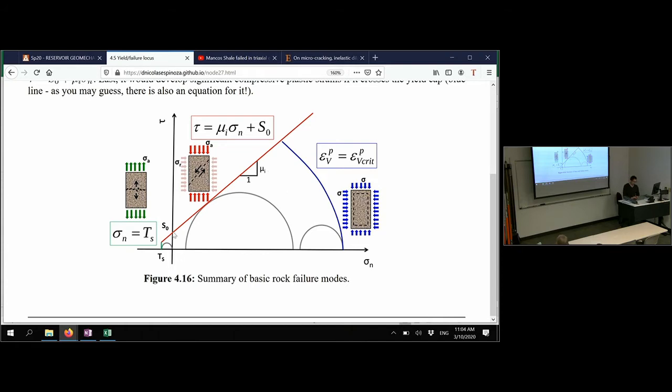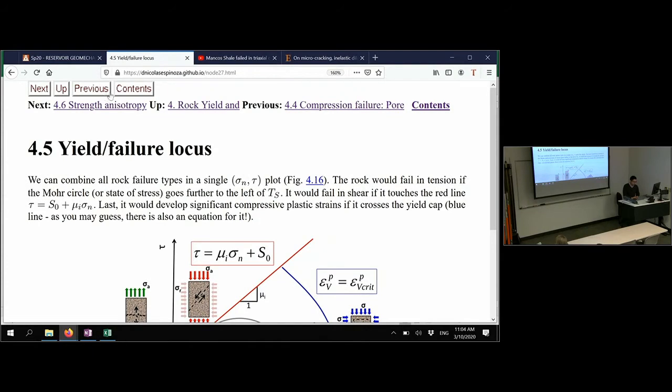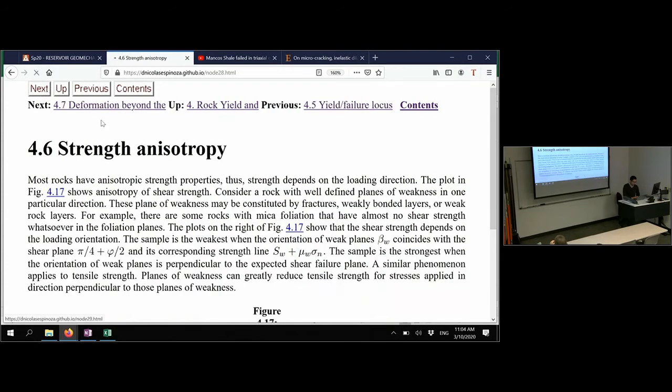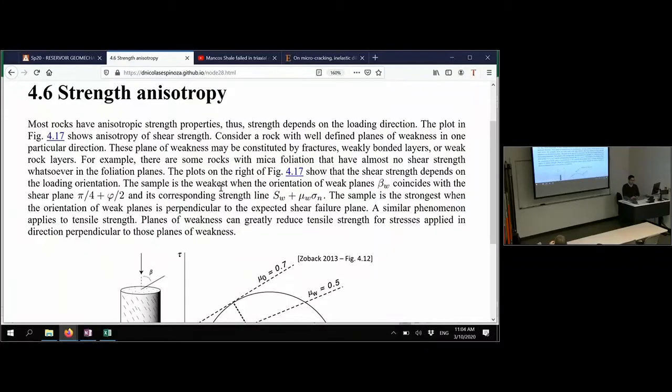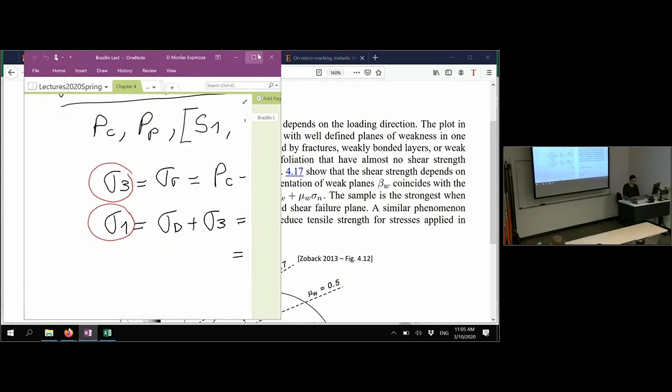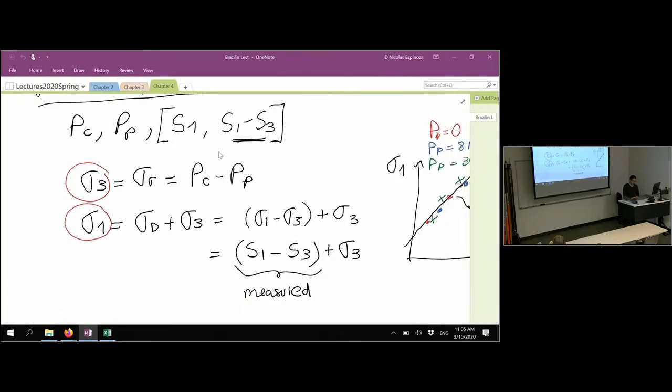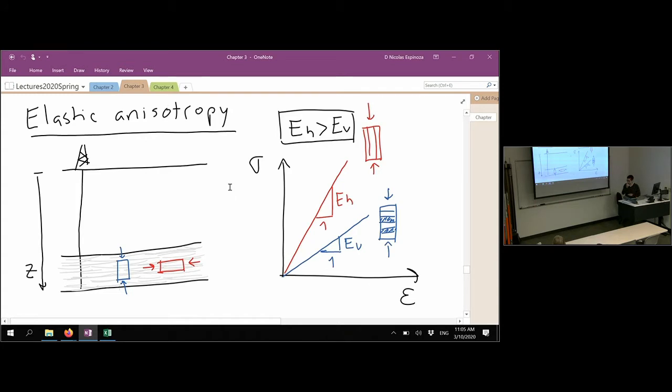All right, the next topic in the list is very important, and it's about strength anisotropy. If you remember, we talked about stiffness anisotropy before. We said that a rock would generally be a lot stiffer in the parallel direction than in the vertical direction. Let me see if I find, I think I did a schematic about that right there. We said that, again, the rocks are going to be stiffer usually in the horizontal direction than in the vertical direction.